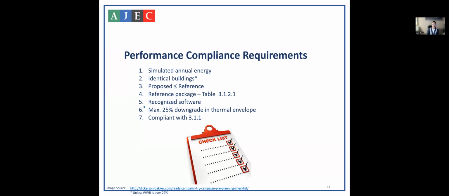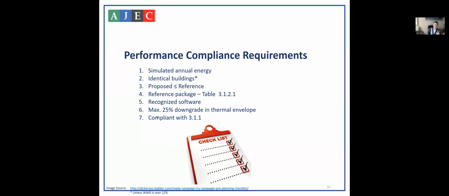Number 5 is recognized software. You have to use a software that is approved by the building code. And what that is, we use something called HOT2000 to do the energy modeling, but there's other programs like Wolfie or Passive House or REM/Rate. Those are other software that's recognized by the building code, and you can use those to do your energy modeling as well. So that's number 5. It has to be a recognized software. You can't just use any software you can buy in the market to do energy modeling. It has to be recognized.